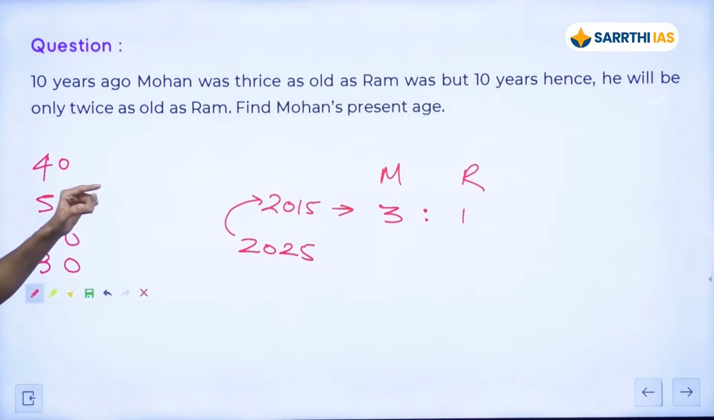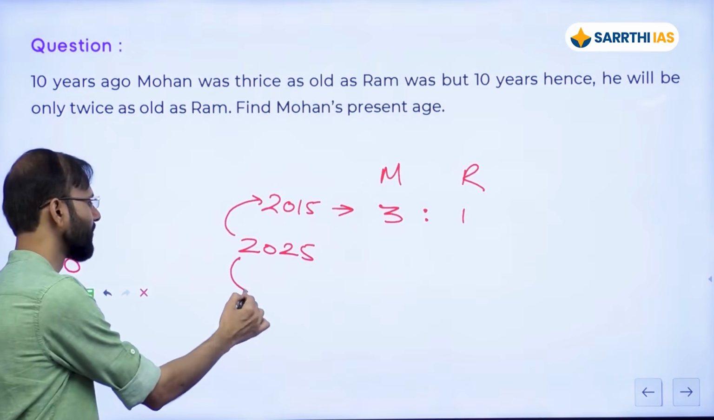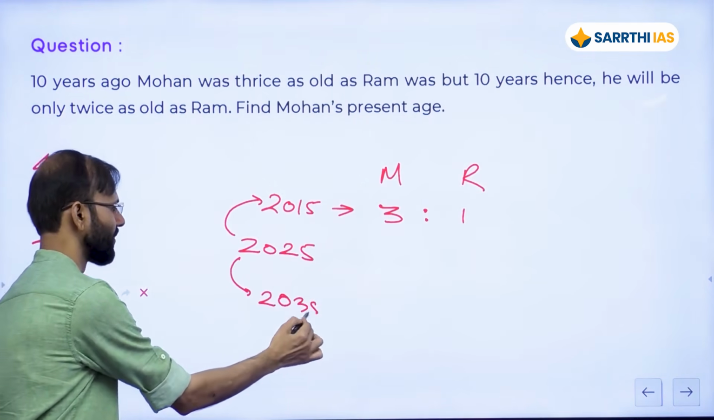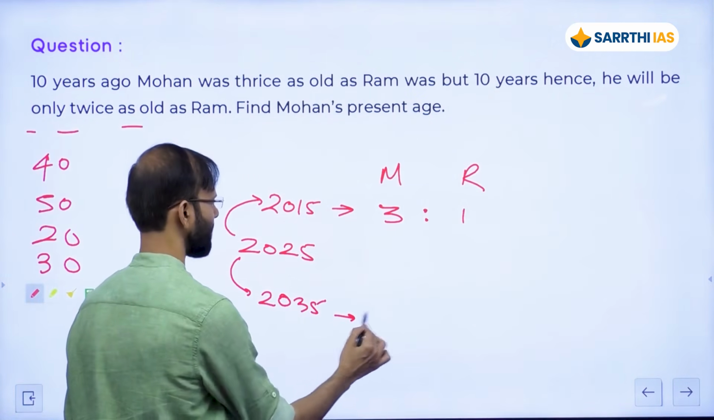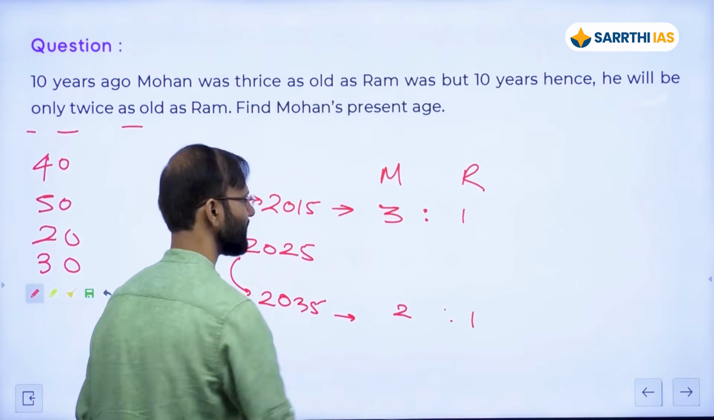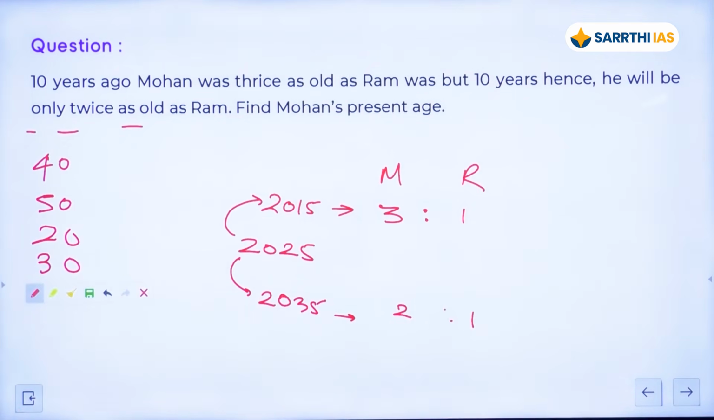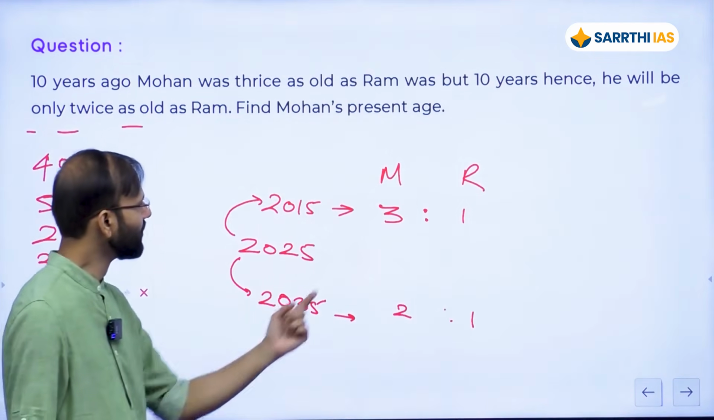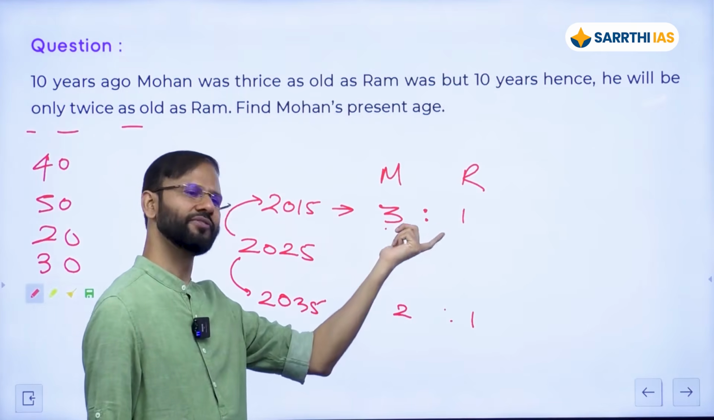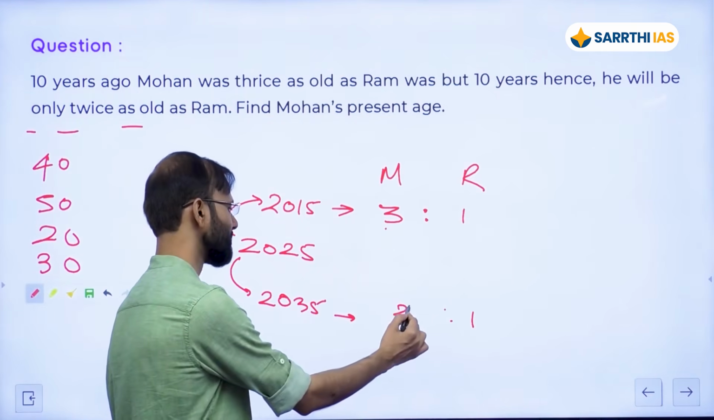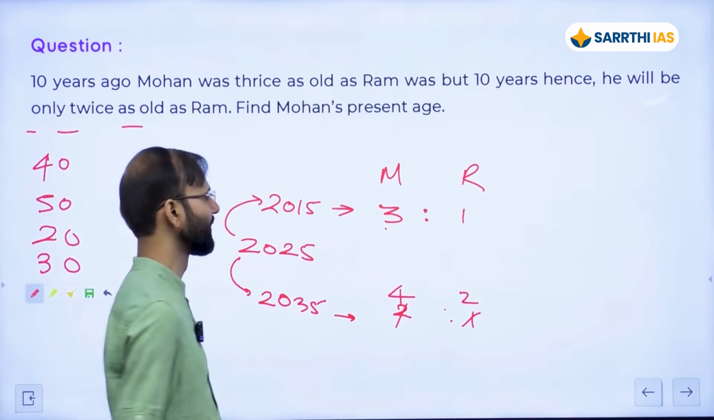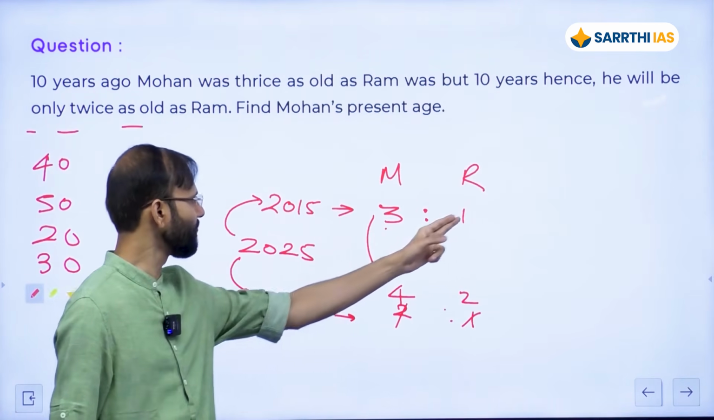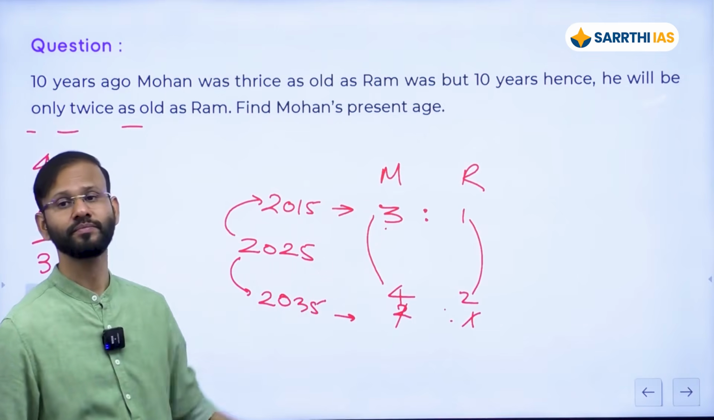उसके बाद कह रहे हैं and 10 years hence. 10 years hence means what? 2035. But 10 years hence he will be only twice. So this is 2:1. Guys, it is clear, right? Now this is the difference. I mean here the difference is 2. So multiply 2 here. So this मैं यहीं पे कर दे रहा हूँ. 4:2. Correct, guys.